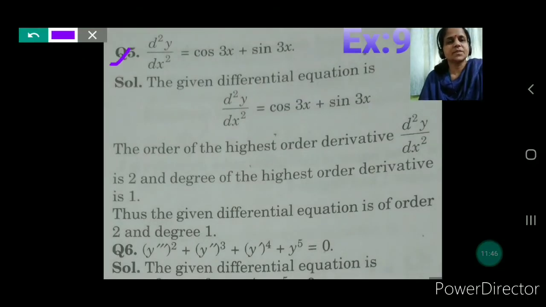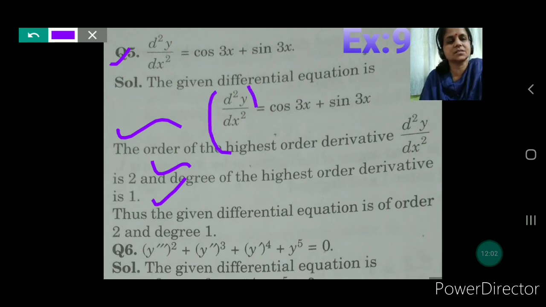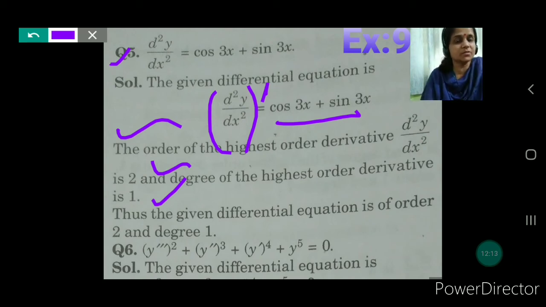Question number 5: d²y/dx² is equal to cos 3x plus sin 3x. For this differential equation, the order of the highest order derivative is 2 and degree is 1. So order is 2, degree is 1, since the whole power of this is 1 only. And with cos 3x or sin 3x there is no dy/dx given, so it is a polynomial equation. In the previous question you observed that dy/dx was given with a sine, so it was not a polynomial equation in its derivative.